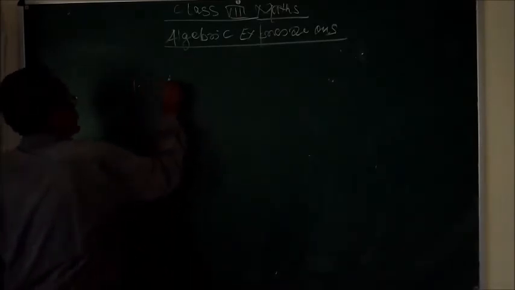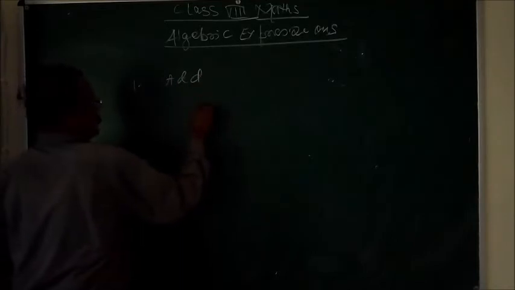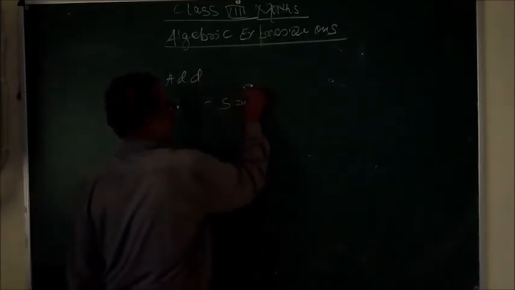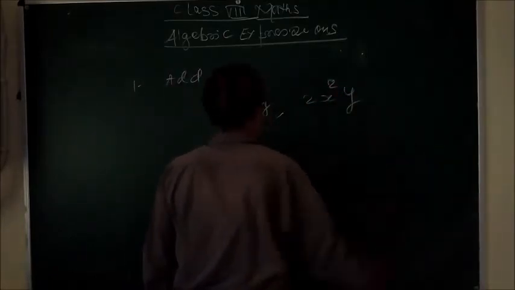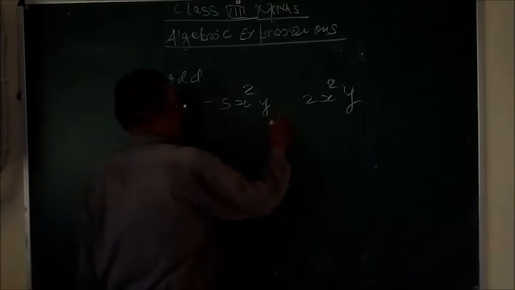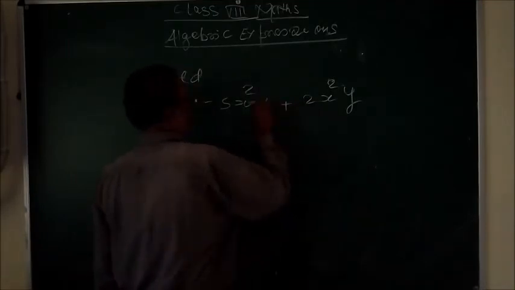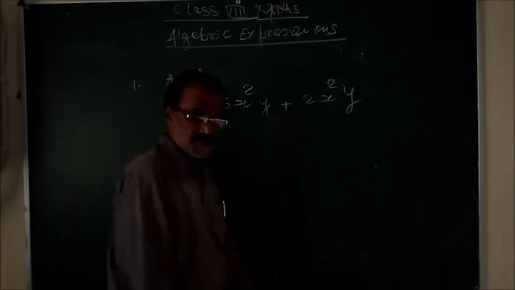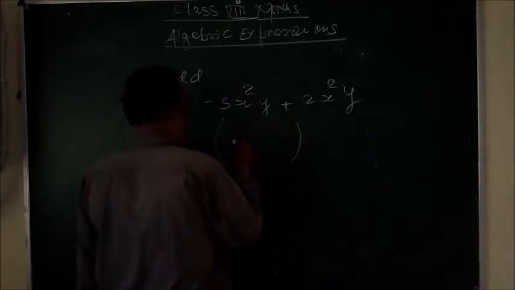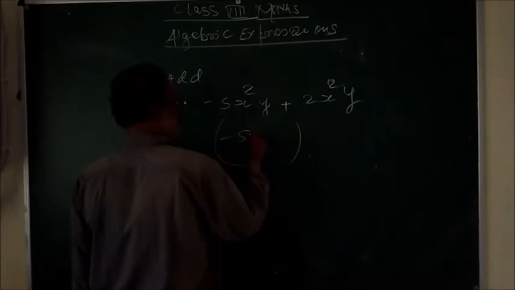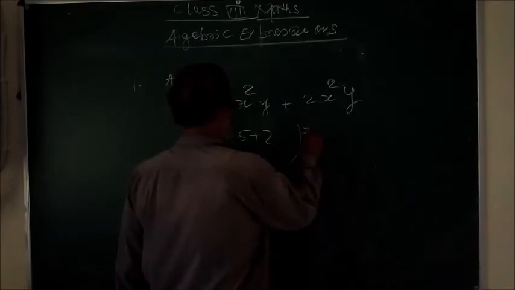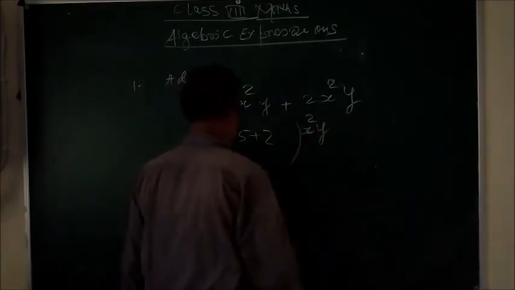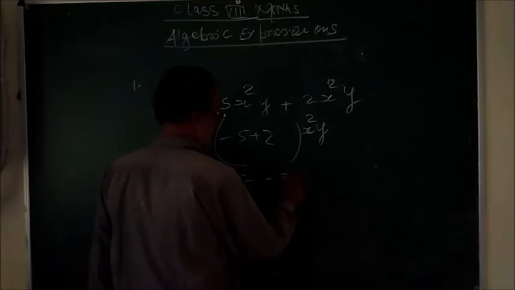Now I would like to give you an explanation of addition. Suppose these are minus 5x squared y and 2x squared y. Now find the sum. How will you do it? You put the symbol of y, and now these two terms are like terms. So you take the numerical coefficients in the bracket and simplify, either adding or subtracting, and you put the variables given in the question. So this will be minus 3x squared y.